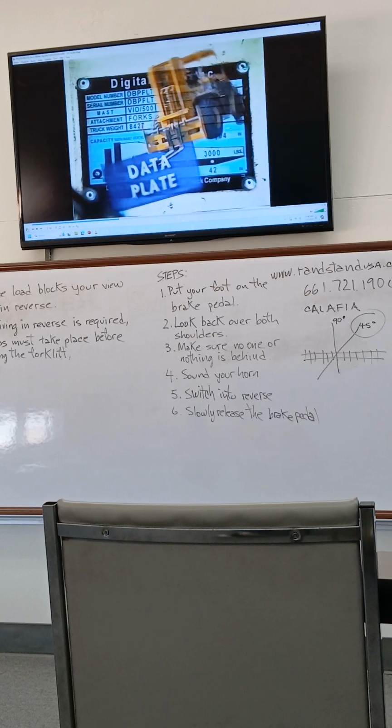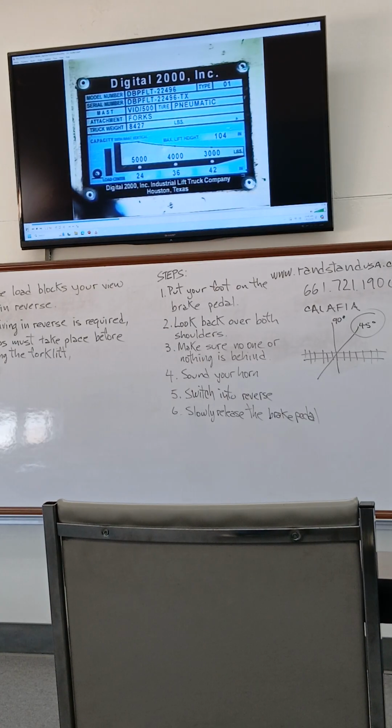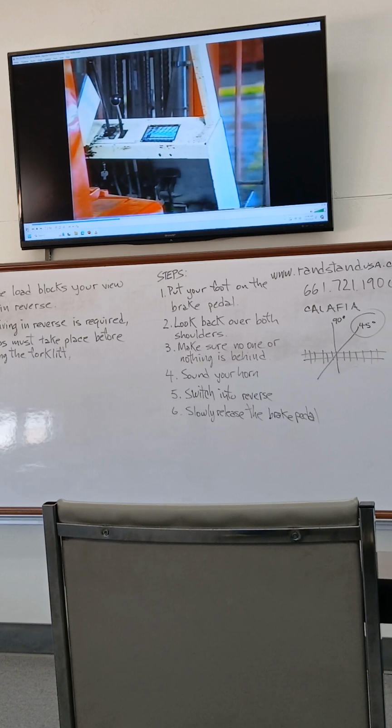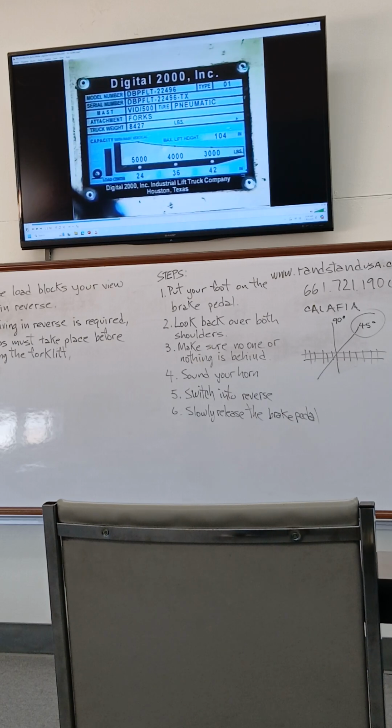The next important factor is the information contained on the data plate, which is generally located on the front panel of your forklift. This information is developed and provided by the forklift manufacturer. The data plate gives you the make, model, and serial number of the equipment. It also states exactly how much weight can be safely lifted and how high the load may be lifted.